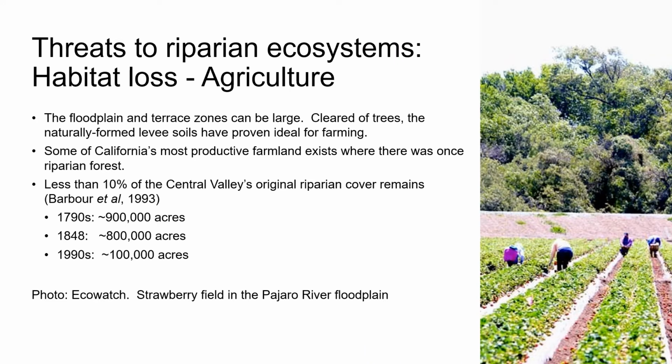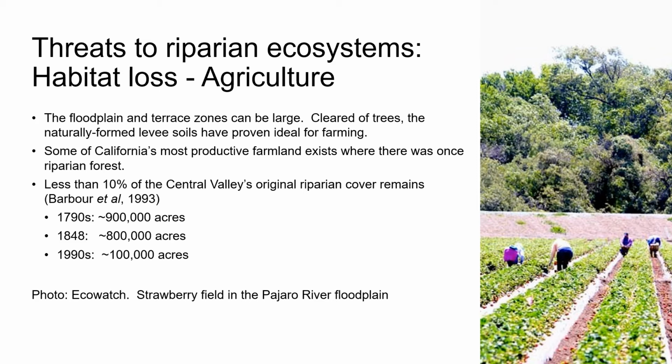One of the main threats to riparian ecosystems in the past was the loss of habitat, as floodplains of the Central Valley were drained and cleared of natural vegetation to make way for farmland. Some of California's most productive farmland exists where there was once riparian woodland.